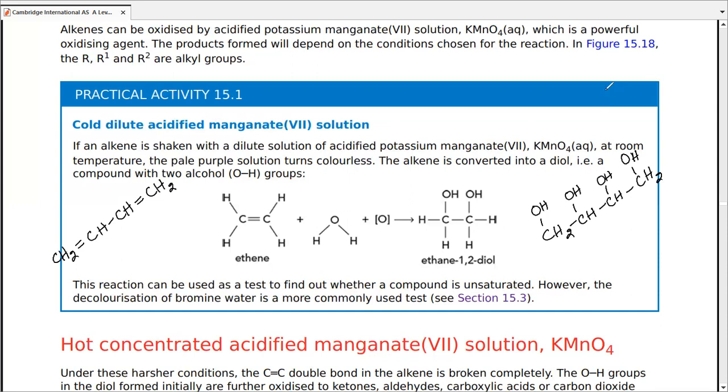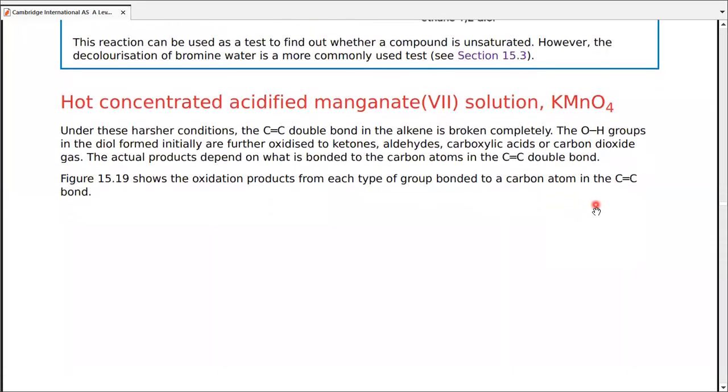Okay. So let's talk about the second condition. The second condition itself is bifurcated into many different parts because when I say the word condition, I'm just talking about the hot concentrated solution. Instead of talking about the cold dilute, we go with the hot concentrate. But under these harsh conditions, the carbon-carbon double bond in alkene is broken completely.